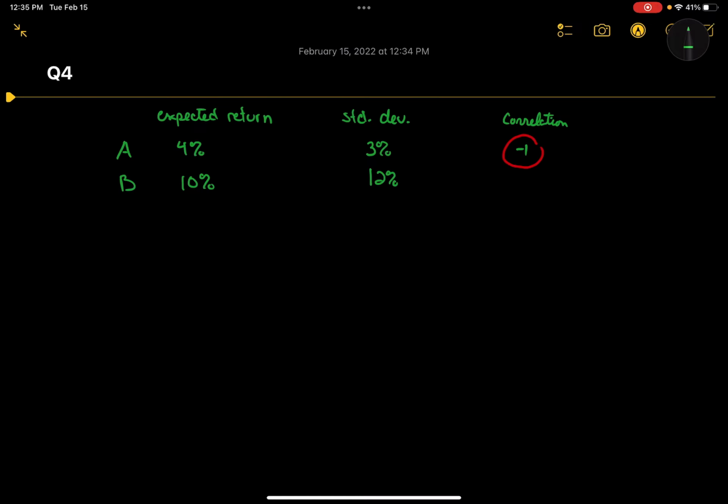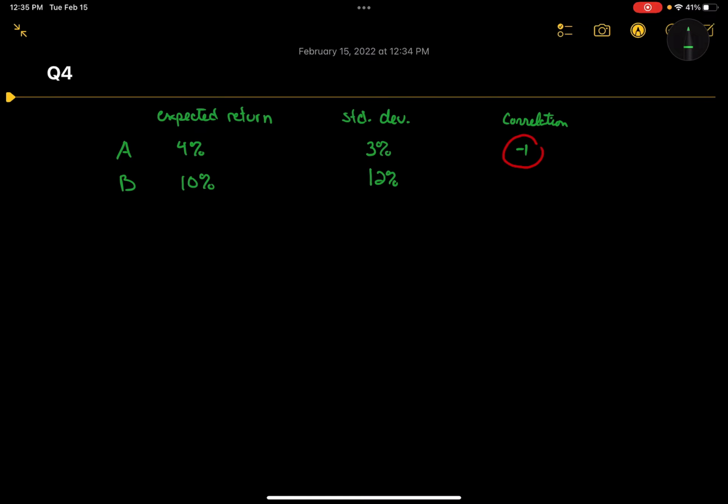Okay, question 4. Your financial analyst has provided you with the following information on assets A and B. As usual, I've recopied the information here. The question is, what is the expected return of a risk-free portfolio?